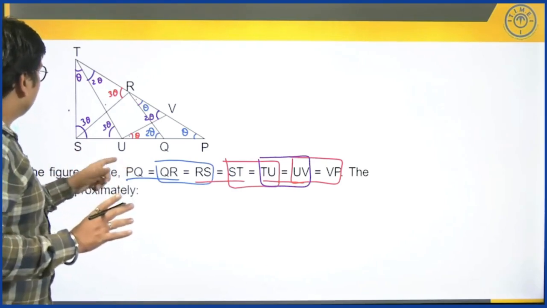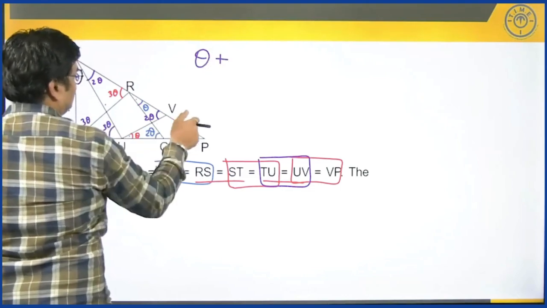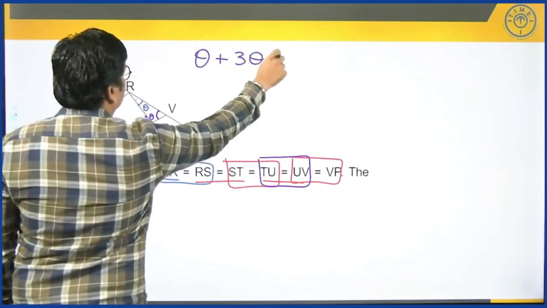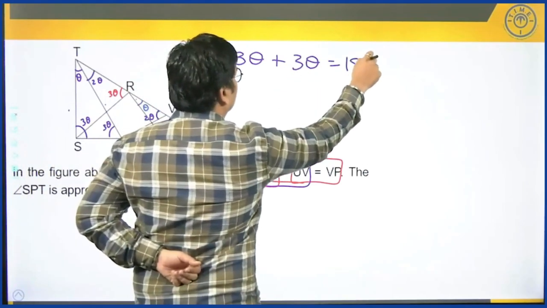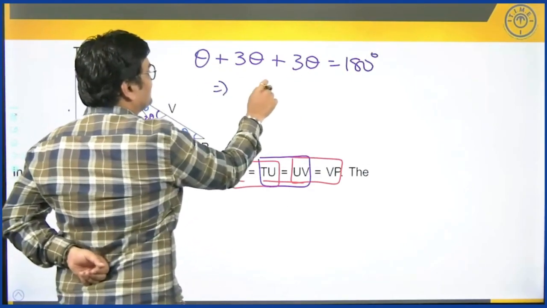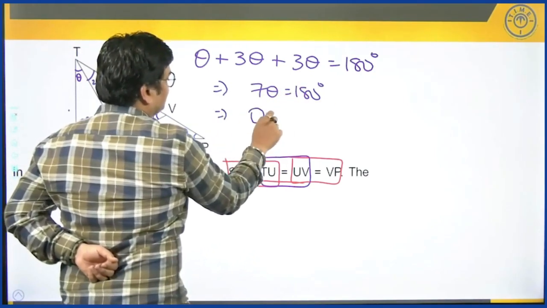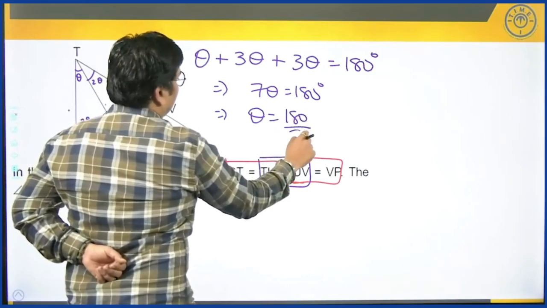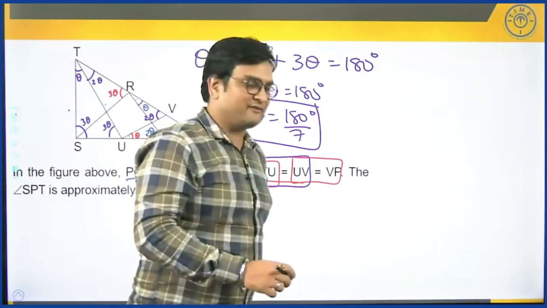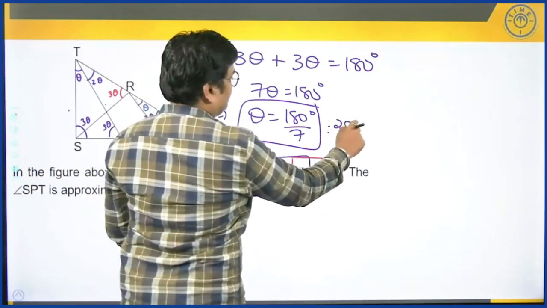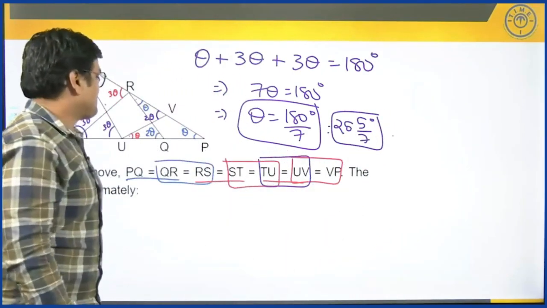Now if you look at the triangle PST entirely, what are the 3 angles? Theta is one angle. 3 theta is one more angle. 3 theta is one more angle. So this should be equal to 180 degrees, the sum of angles in a triangle. So that means 7 theta is 180 degrees, and hence can I say the value of theta is going to be 180 by 7 degrees, which when you simplify is going to be 25 5 by 7 degrees, right?